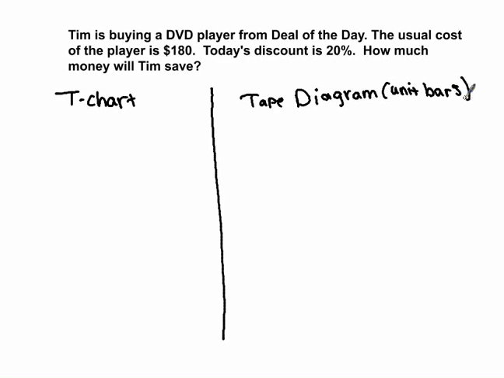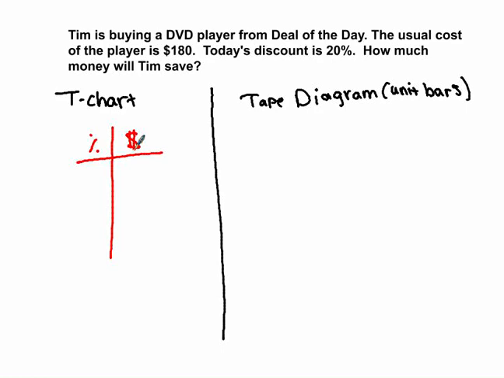Tim is buying a DVD player from Deal of the Day. The usual cost of the player is $180. Today's discount is 20%. How much will Tim save? When you start your T-chart, I'm going to put two labels: percent and dollar value. If possible, you want to find out what 100% is. When the problem tells you what the whole is, that's 100%. That's going to be the first piece of information you want to put in your table.